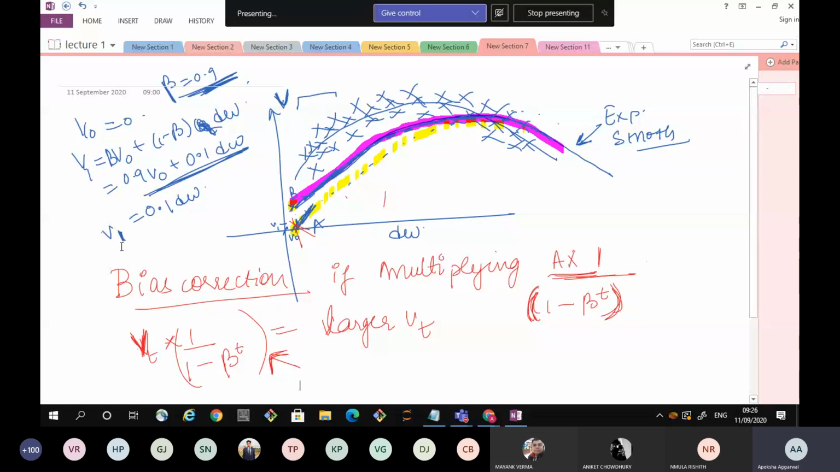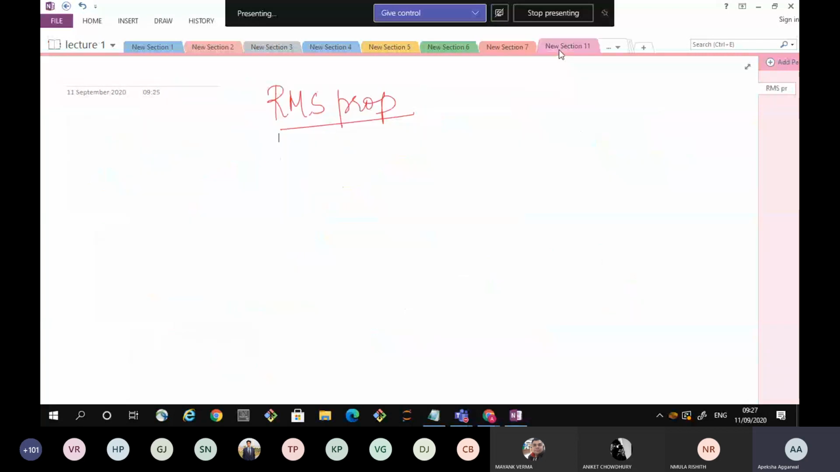Now I multiply V1 with this bias correction number, so it will get risen up to some value. V0 is not a point that we plot on the graph because V0 is not in the equation, since we don't have a value of dW at V0. Weights are from time t equals 1. So V0 is just an initialization parameter, for initializing this function.